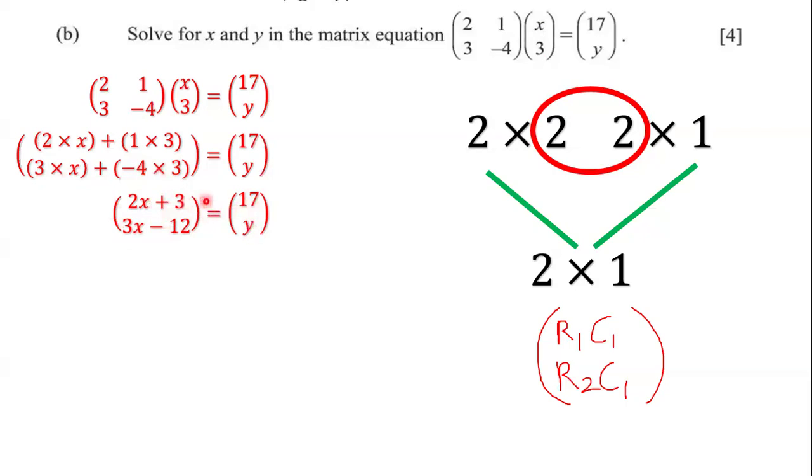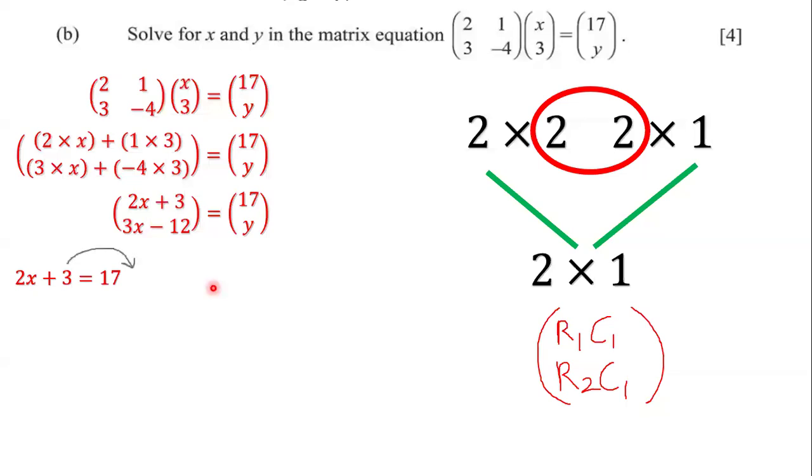Now, notice that this matrix is equal to this matrix. That's based off of how the matrix equation is set up. So if this matrix is equal to this matrix, what does that mean? Well, if two matrices are equal, then corresponding entries are equal. So that means that 2x plus 3 must be equal to 17, and 3x minus 12 is equal to y. If they are equal, then corresponding entries must be equal.